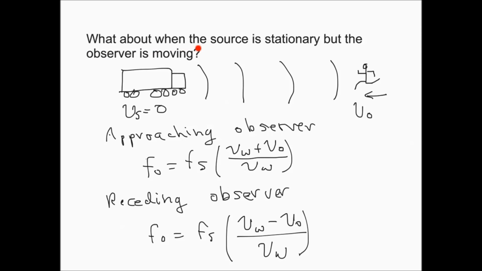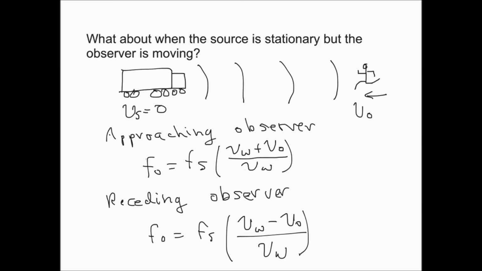So what about the case when the source is stationary? Now my ambulance or fire truck isn't moving, but the observer is moving. So say the stationary ambulance is playing its siren, and an observer is approaching at this speed v observer. This is my little observer here running towards the sound source. As you might imagine, this person passes through the waves faster than someone who would be standing still would, and so they're going to hear a higher pitch.